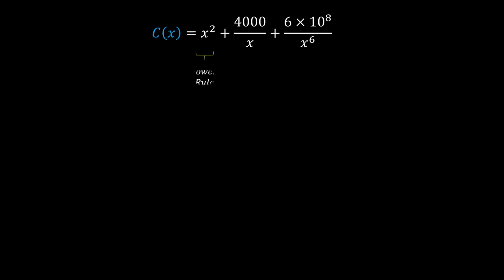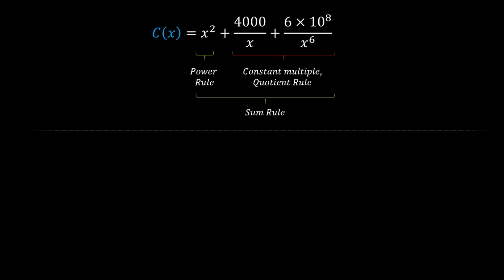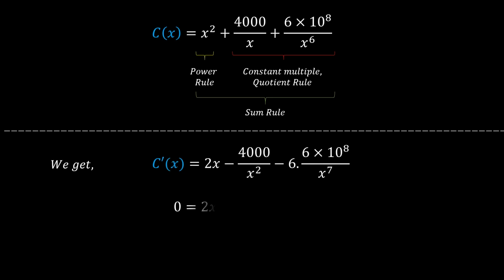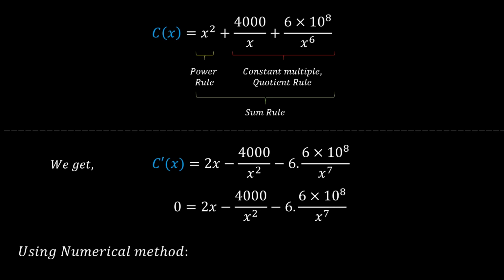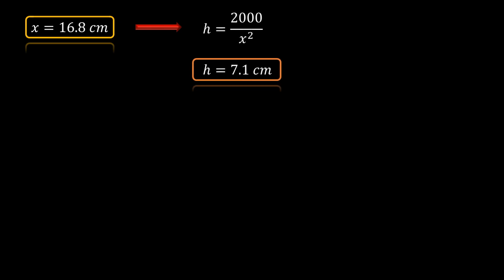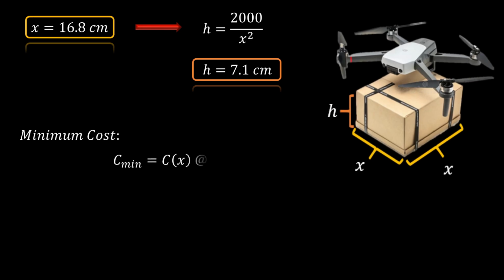Now that we have our cost function, we can find the value of x that minimizes the total cost by finding the derivative of this function. Using the different derivative rules and setting C dash of x equal to 0, we get the following expression. Now, this equation cannot be solved analytically. So, by using numerical methods, we get an approximate value of x equals 16.8 centimeters. And the corresponding h, the height of the box, will be approximately 7.1 centimeters.